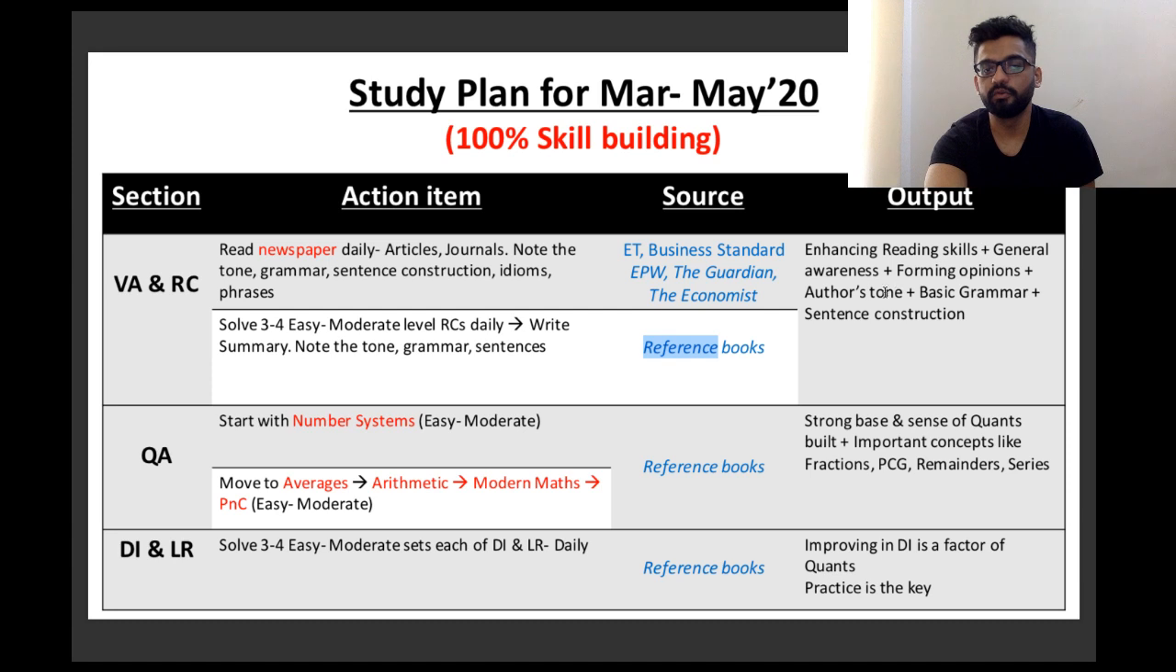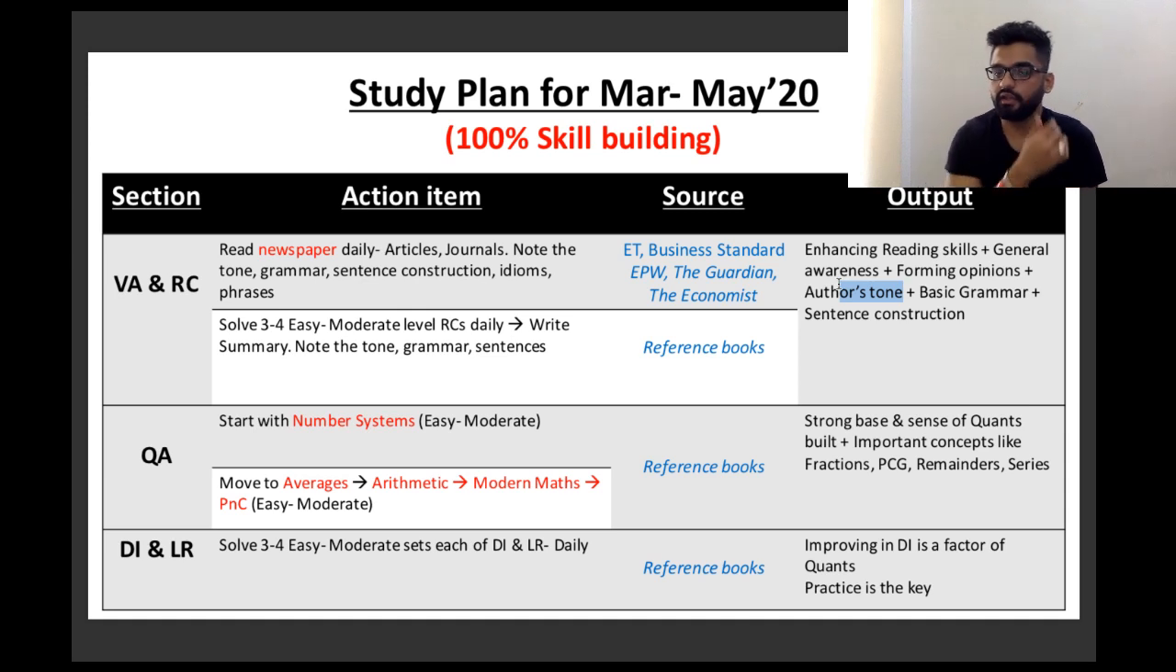Output, what is the output going to be when you do this for the next 3 months? You're going to be enhancing your reading skills plus general awareness because you're reading newspapers and articles. Then you'll know how to form opinions of yourself. What are good opinions, what are bad opinions. You will understand the author's tone, which is also very important, to understand if the author is being sarcastic, if the author is being friendly, amiable, or it's just, I would say, a normal opinion of the author, whatever it is.